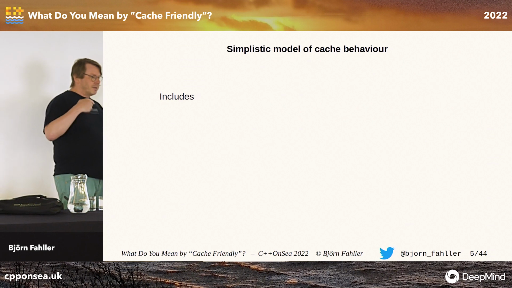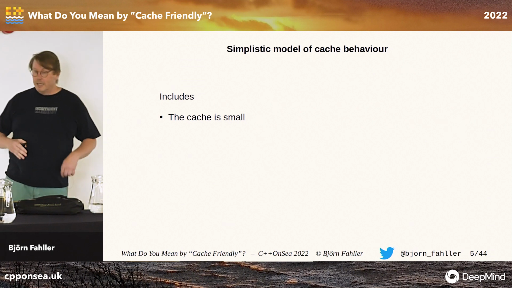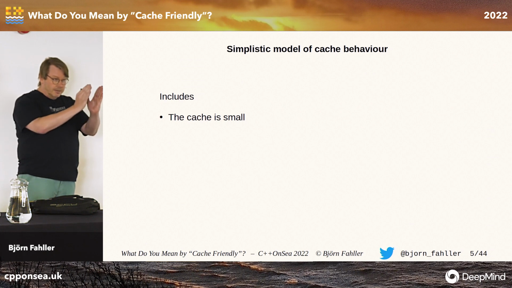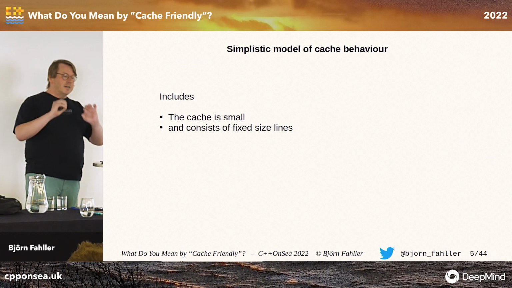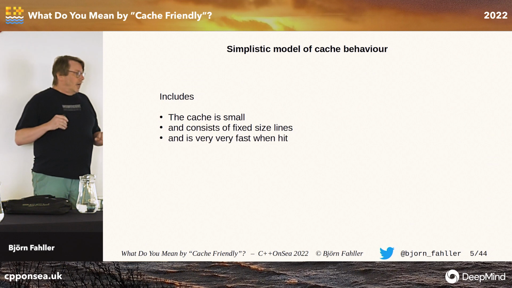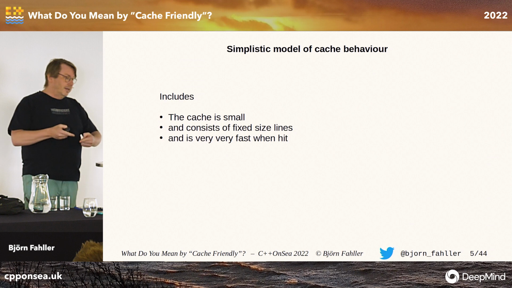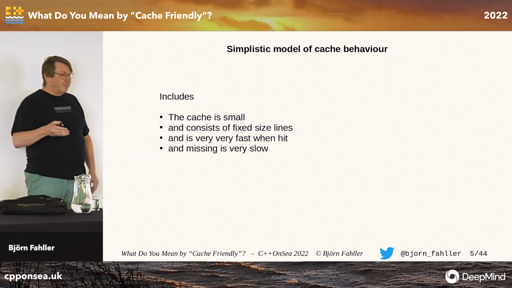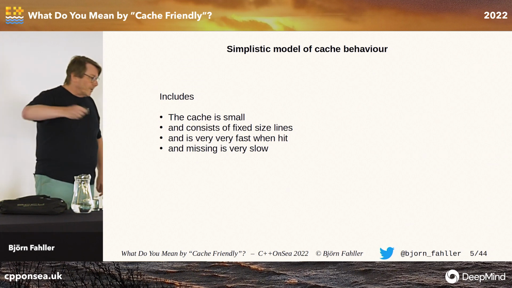So my simplistic mental model works like this. I say that there is a cache and it's small. It's very small, tiny. And it consists of fixed size lines. I will get to that later, what we mean with that. And it's small, and it's fast. It's super fast. So when you do a memory access that hits the cache, it's fast. And when you miss the cache, then it's slow. Then you have to go to main memory, and it's very big, very slow.